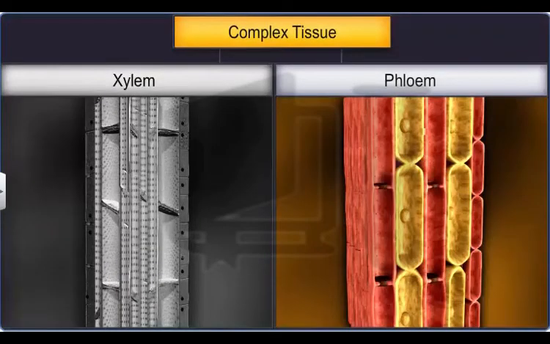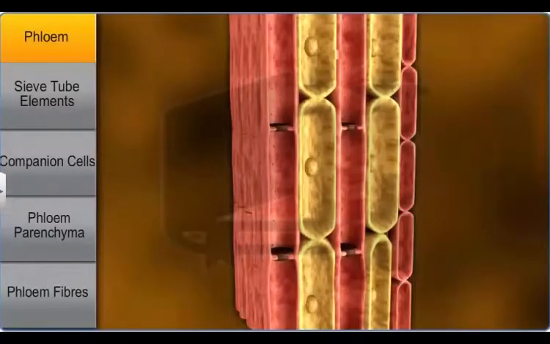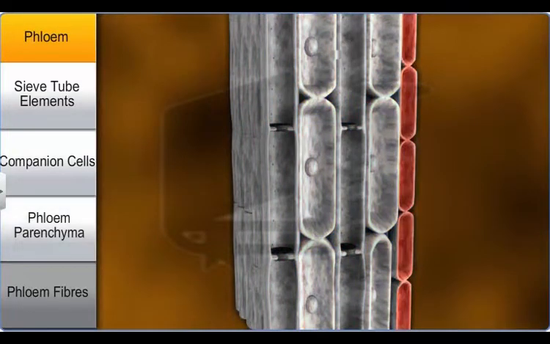The second complex permanent tissue that transports food materials from the leaves to the other parts is known as phloem. In angiosperms, the phloem consists of sieve tube elements, companion cells, phloem parenchyma, and phloem fibers.